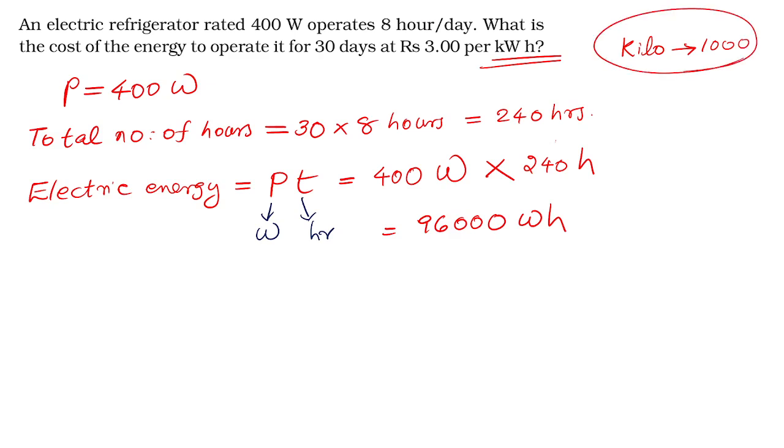For example, 1 kilogram is 1000 gram. Understood? 1 kilometer, 1000 meter, like that. Kilo stands for 1000. So 96,000 is 96 into 1000 watt hour. Can I split like this? Is that okay? In that, 1000 is denoted by the letter K, kilo. So it is 96 kilo watt hour.